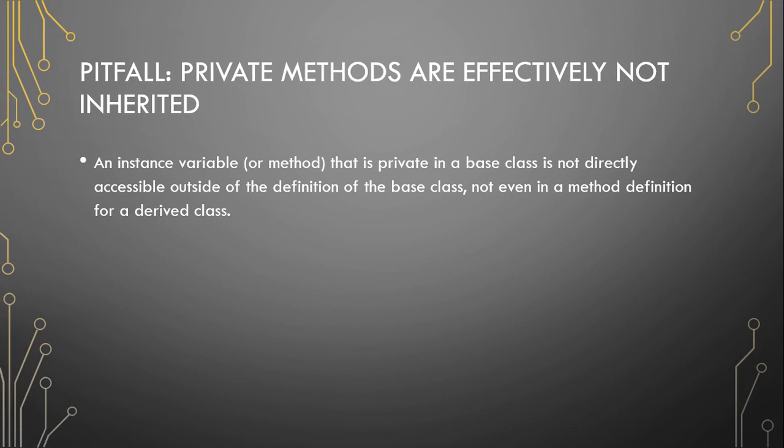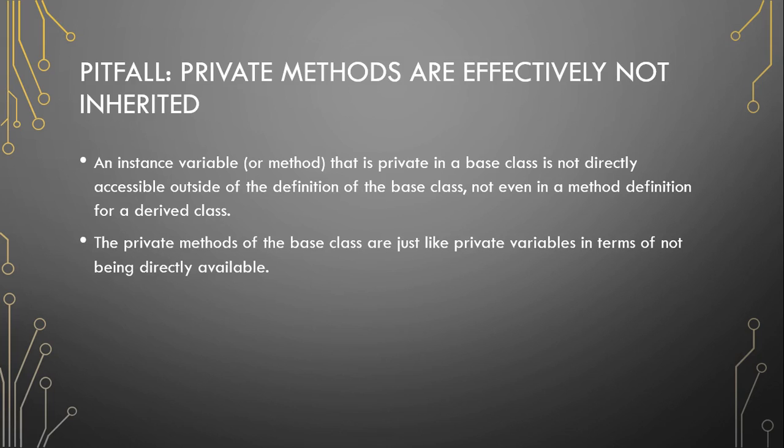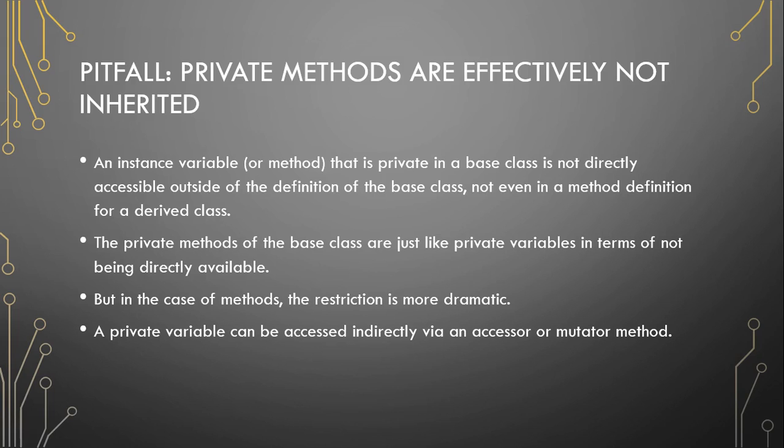Now, let's really quickly talk about private methods. We've mostly just been discussing private instance variables, but an instance variable or method that is private within a base class is not directly accessible outside the definition of the base class, not even in a method definition for a derived class. The private methods of the base class are just like the private variables in terms of not being directly available. So whether it's a method or a variable, if it's private, you can't access it. But in the case of methods, the restriction is much more dramatic. A private instance variable can be accessed indirectly via accessor or mutator methods. Remember, a lot of times those private methods end up becoming helper methods.